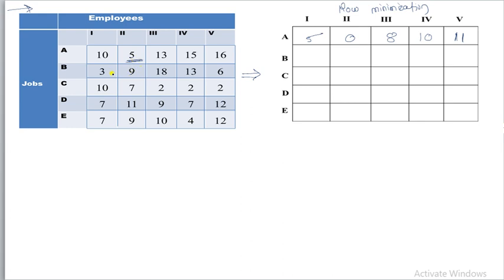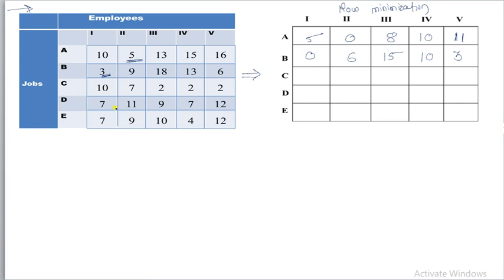From the second row we have to follow the same process. The smallest element is 3. We'll subtract it. So 3 minus 3 is 0, 9 minus 3 is 6, 18 minus 3 will be 15, 13 minus 3 is going to be 10, and 6 minus 3 is going to be 3.